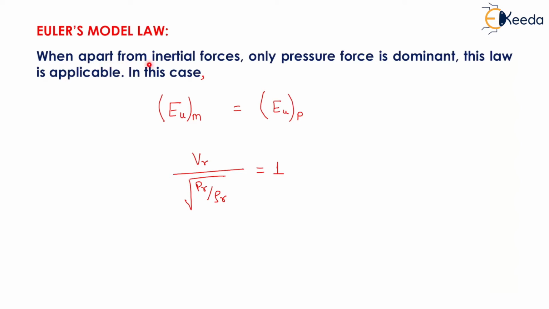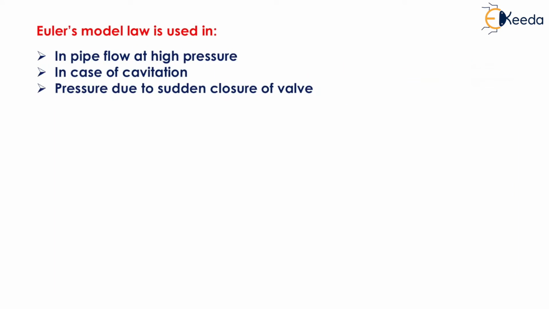Now next one will be Euler's model law. When, apart from inertia forces, only pressure forces are dominant, this law is applicable. In this case, Euler's number of model will be equal to Euler's number of prototype. Therefore, Vr upon under root of pr upon rho r will be equal to 1. Now, Euler's model law is used in case of pipe flow at high pressure, in case of cavitation, and for pressure due to sudden closure of valve.